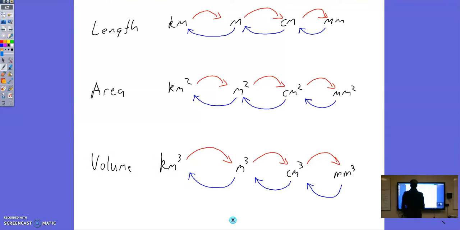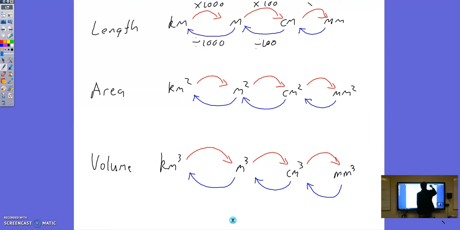All right, Year 9s, in this video we are going to be looking at unit conversions for volume. So, hopefully by now we're already across both length and area. We know that going from kilometers to meters, we are going to times by 1,000. The reverse, meters to kilometers, we're going to divide by 1,000. Meters to centimeters, we're going to times by 100. Centimeters back to meters, we're going to divide by 100.